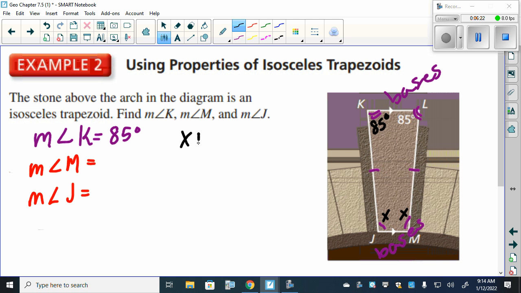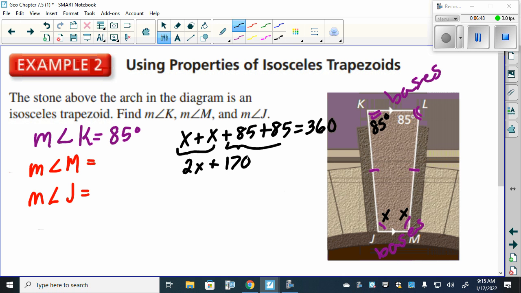And so what we're saying is that x plus 85 plus 85 is equal to 360 degrees, because the sum of the interior angles of any figure add together to be 360. Now, if we add our like terms together, well, x plus x is 2x, and then 85 plus 85 is 170, is equal to 360. Then what can we do?